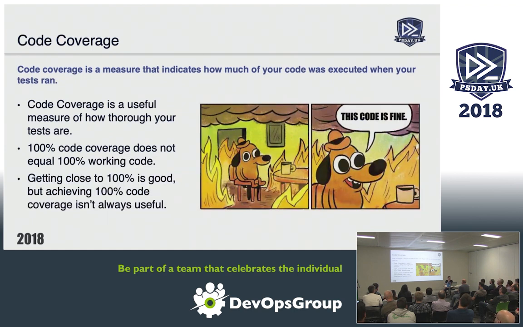I will say, as I've said here, 100% code coverage doesn't mean 100% working code. You can have every element of your code run by your tests and still have a bug in there that you haven't caught. And getting 100% code coverage isn't always useful. Sometimes the code coverage reporting will say there's one line of your code that you didn't test, and you can look at it and go, well, there's no point testing that because it's some redundant part of the code. There are reasons why you might sometimes not test certain lines of your code.